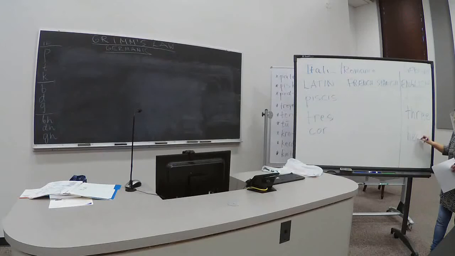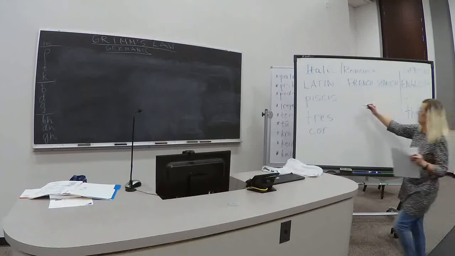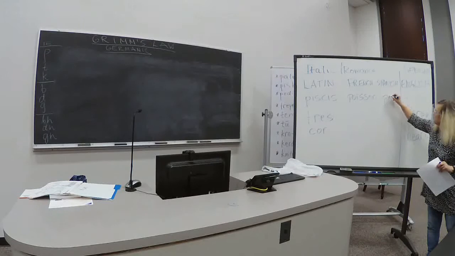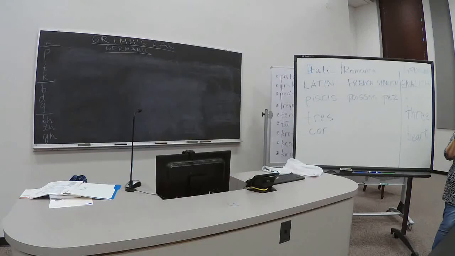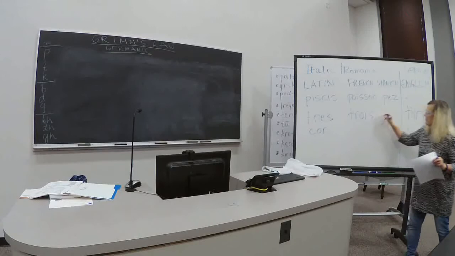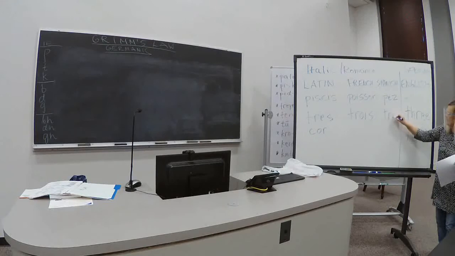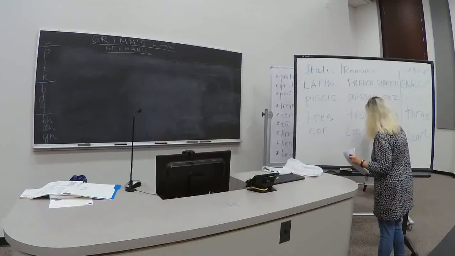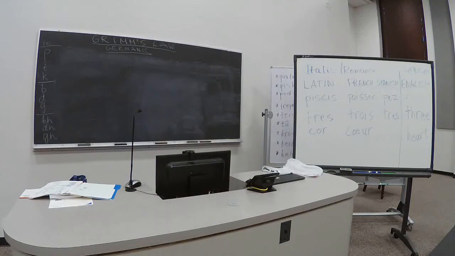And let's fill in French and Spanish here. For fish, the French word is poisson. And in Spanish, pescado. Okay, so French for three, trois. Spanish, tres. And heart in French, anyone? Cœur. And in Spanish, of course, you can't hear a Spanish song without this word. Corazón.